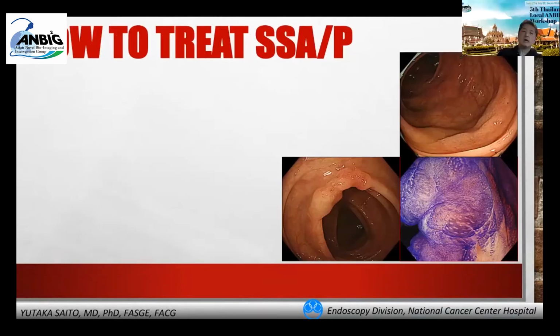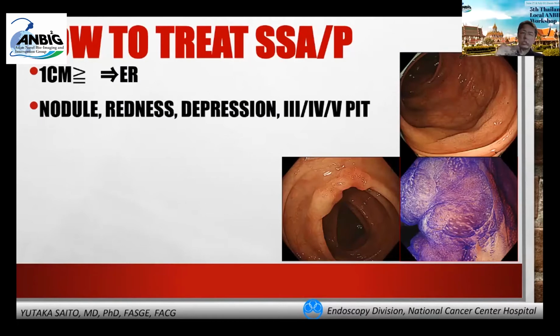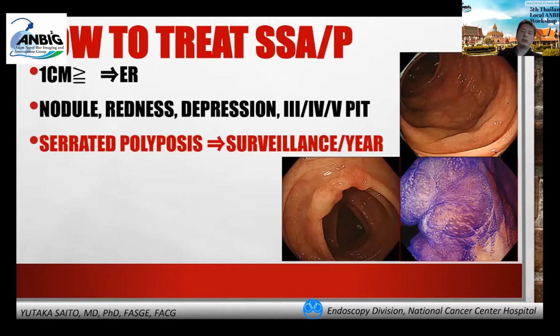And how to treat SSL? Still, there is no consensus in Japan. But in my personal opinion, even for SSL without dysplasia, we should resect the lesion if it is more than 1 centimeter in diameter. And of course, as in Dr. Murakami's paper, when the SSL shows a nodule, redness, depression, or type 3, 4, 5 pit pattern, there is some possibility of dysplasia or cancer. So those lesions should be resected by endoscopy or surgery, depending on their estimated depth.